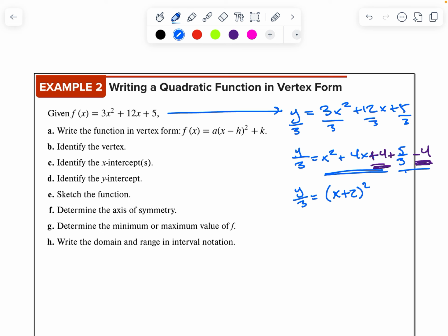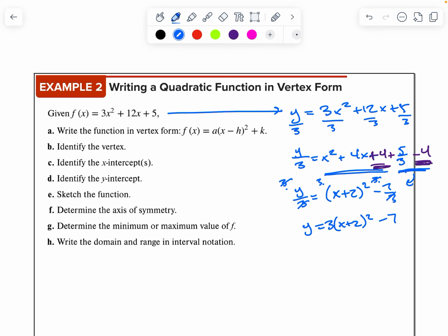We're almost done. All we have to do now is get y by itself. And so to get y by itself, we need to put that 3 back on the other side by multiplying by 3 to everything. So we have y equals 3(x plus 2) squared minus 7. I'm multiplying 3 by everything. I don't have to distribute the 3. We have our equation now in vertex form.